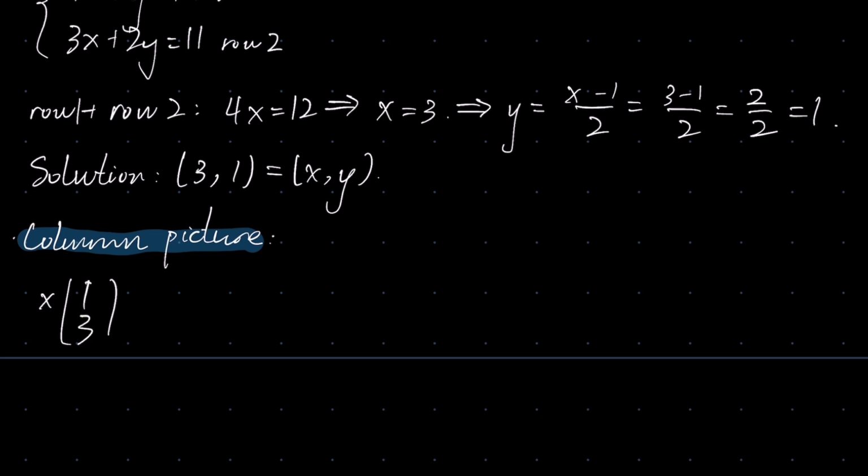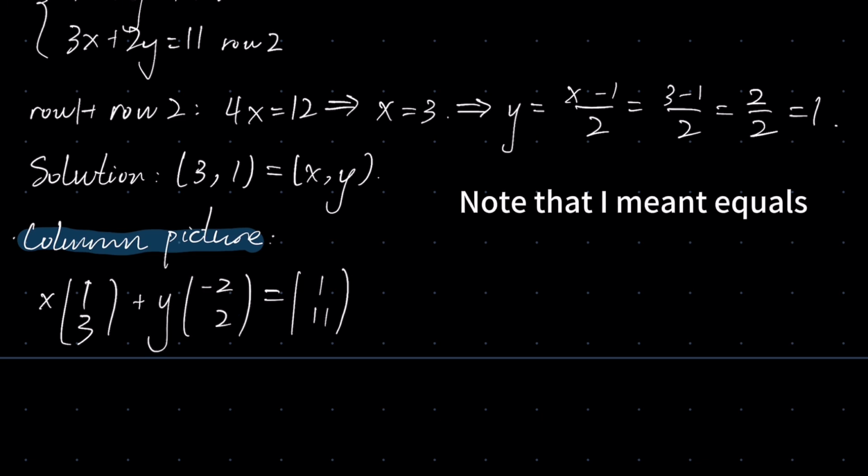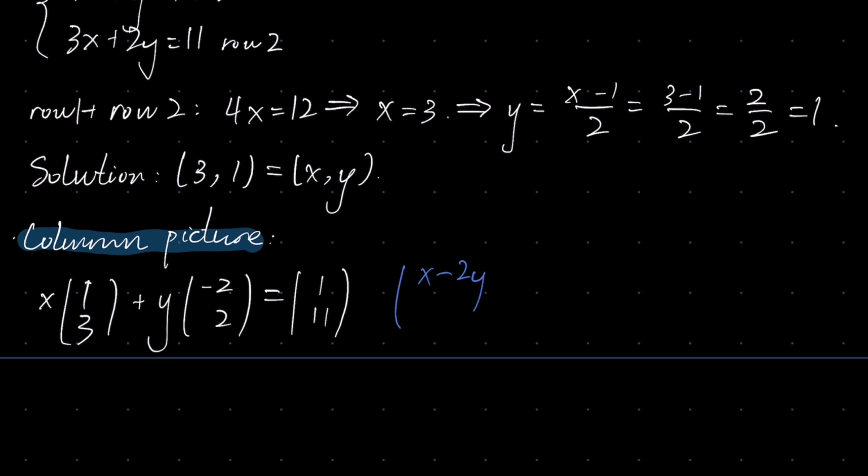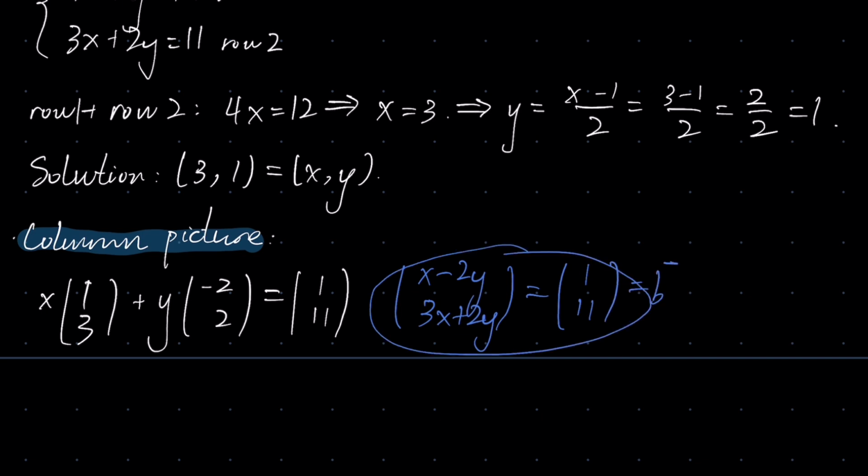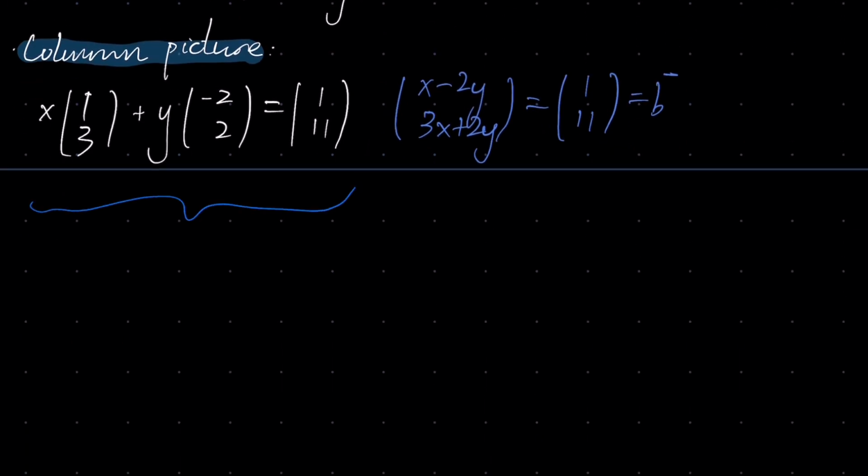x times vector (1, 3) plus y times vector (-2, 2) equals (1, 11). Now notice that if we expand this, all we get is (x - 2y, 3x + 2y). This particular vector is equal to (1, 11), and let's call this vector b. So this is simply a compact form of what we have above. Nice. And so let's look at this for a second.